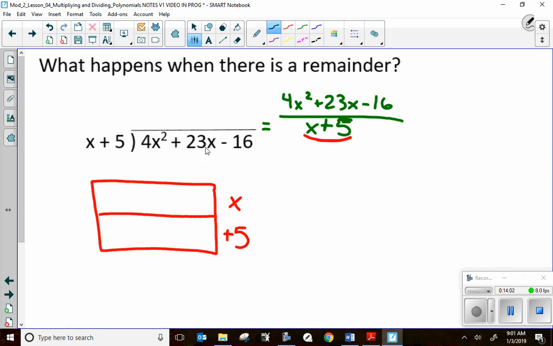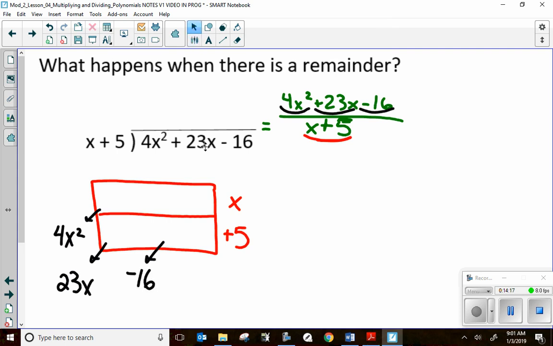And I have my output arrows, 4x squared right here. Right here I have 23x. And I only have one more, minus 16. Boom, right there. And that last one is where I should get a vertical line. So it's too wide. Easy. And we're going to go ahead and do this kind of quickly. We always start top left. Always, always.